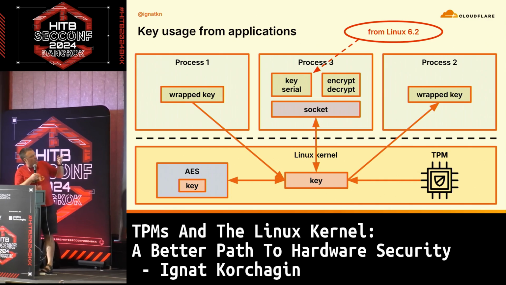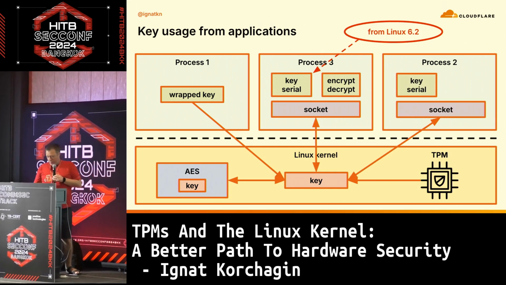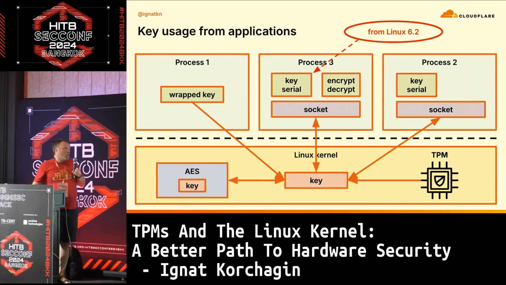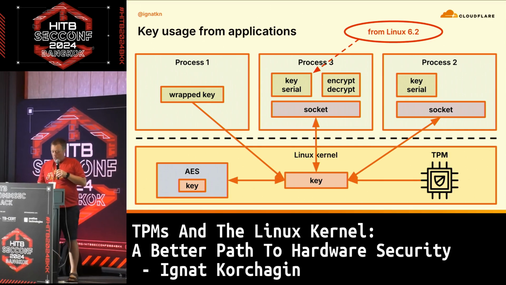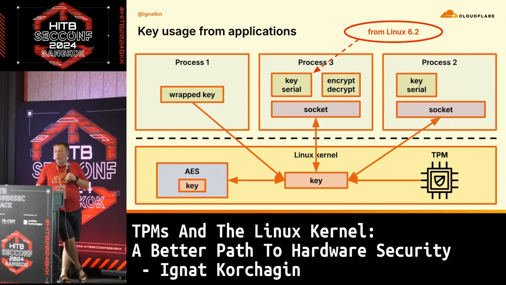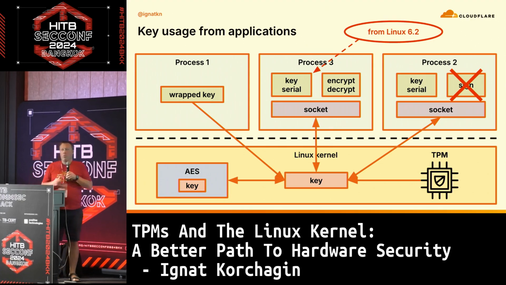Yeah, and as I mentioned, it's available from Linux 6.2. This is where the patch was accepted. The problem with this approach, again, is that a wrapped key is just an encrypted blob, so it only supports symmetric encryption, but not an asymmetric one. So you cannot sign anything with this key. You can only do encryption or decryption.